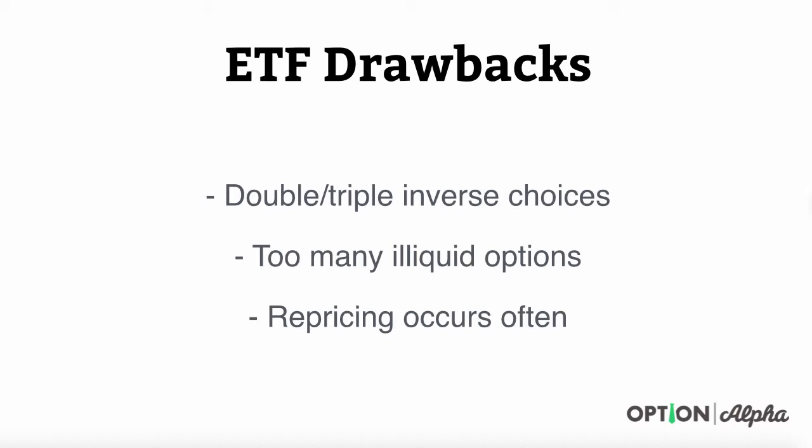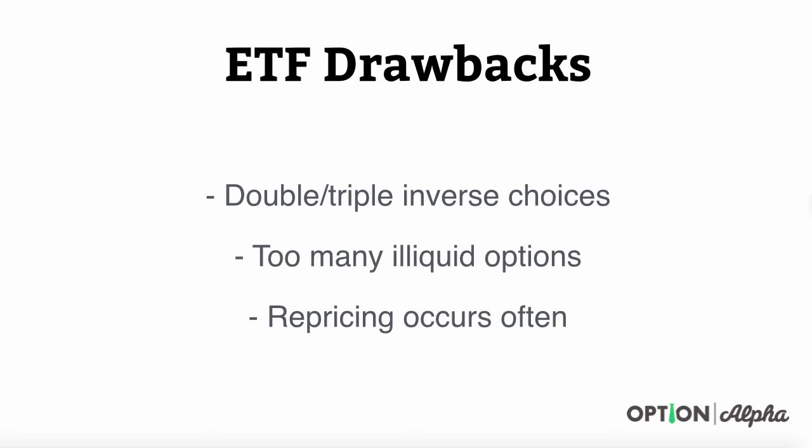Now, obviously, some of the major drawbacks to ETFs are some of the double and triple inverse choices. So some of those securities aren't priced well, and most people don't understand how they're actually priced. We've got a video tutorial inside the membership area that goes through how some of those are priced and kind of the errors that are made in pricing that people don't understand. And I think that's a huge drawback if you trade just those double or triple inverse choices.